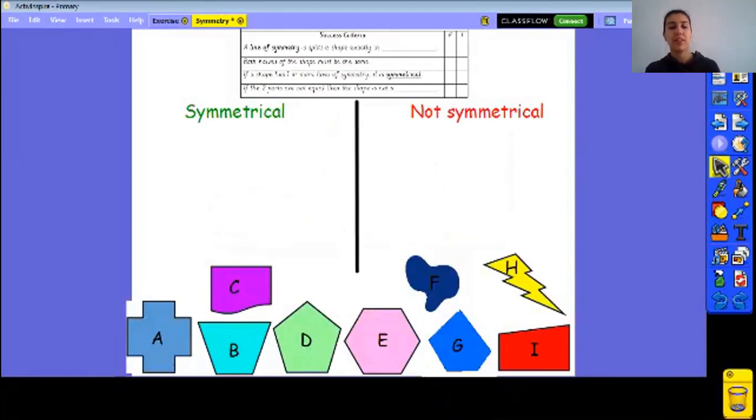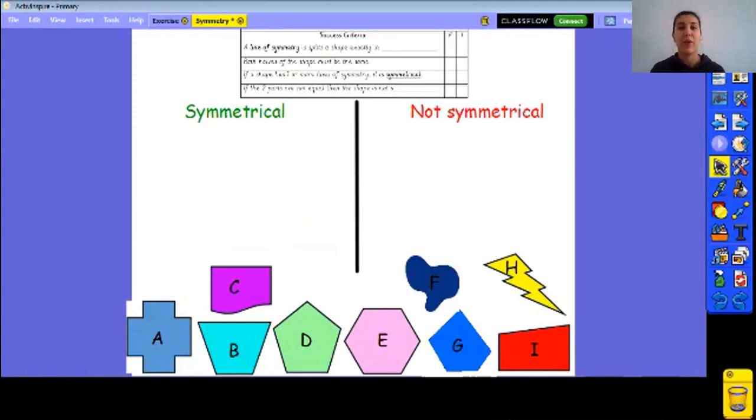Okay, so what we need to do now is have a go at putting these shapes into their correct place on the table. So if they have at least one line of symmetry, then we say that they are symmetrical. If they do not have any lines of symmetry at all, they are not symmetrical. So why don't you pause the video and have a go at organising them, and then we'll go through it together.